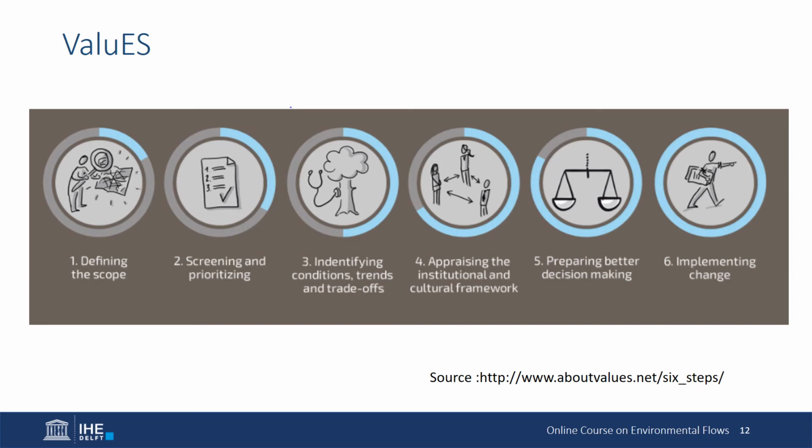The first step is to define the scope, so establishing the objectives for the assessment and designing the process for engaging stakeholders. The second step is screening and prioritizing to define what ecosystem services are relevant to the development that is being discussed and to the beneficiaries. The focus is to identify risks and opportunities.